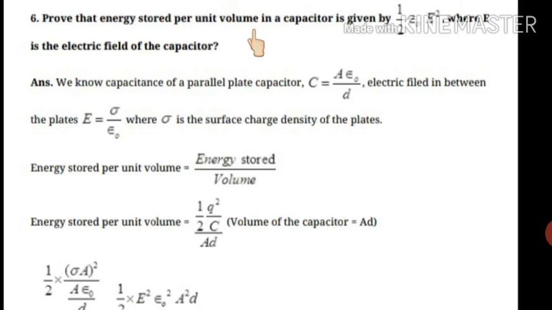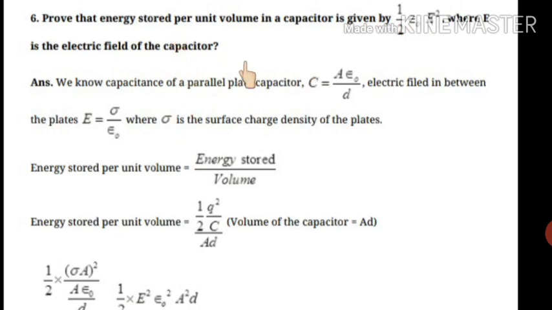So they are talking about the energy of a capacitor per unit volume, which is given by 1 upon 2 epsilon naught E square, where E is the electric field of the capacitor. So we need to prove this. The energy of the capacitor per unit volume should come equal to half epsilon naught E square. Okay, so how will we start it?